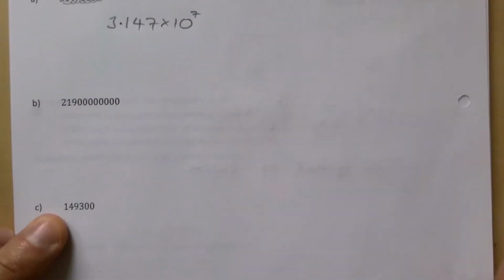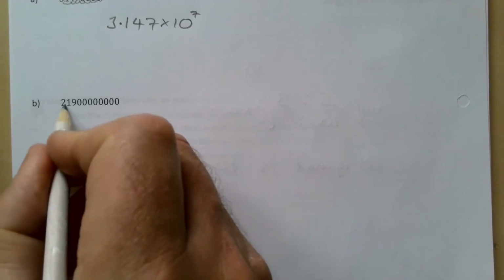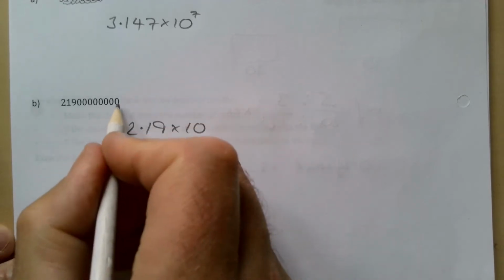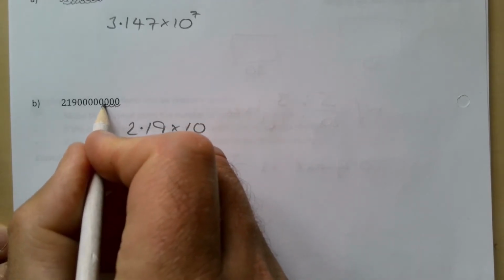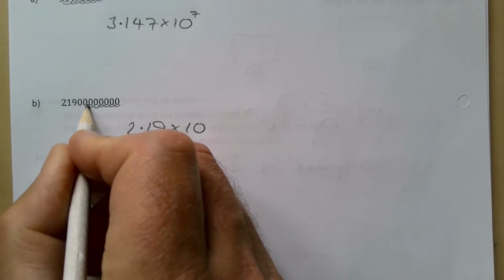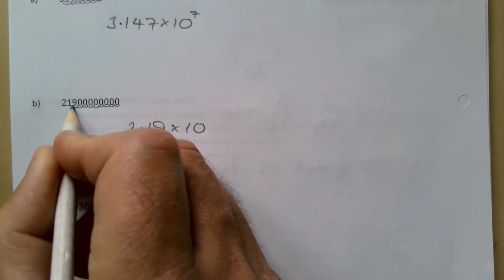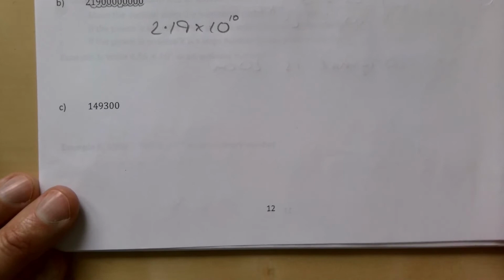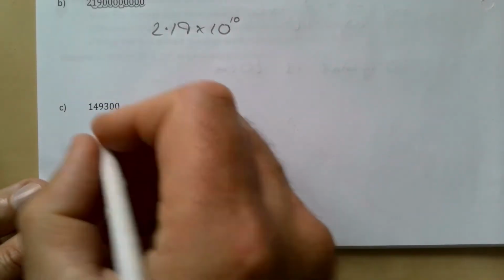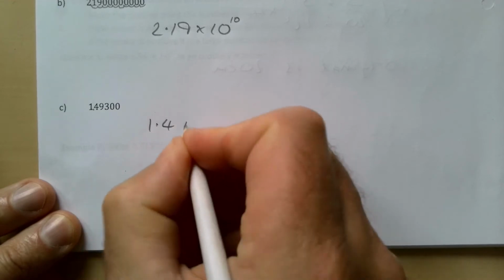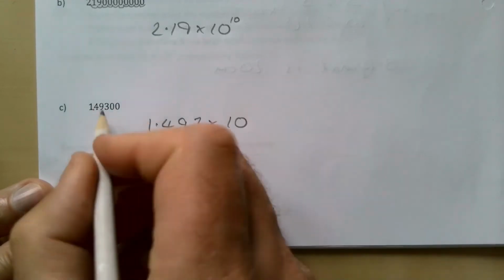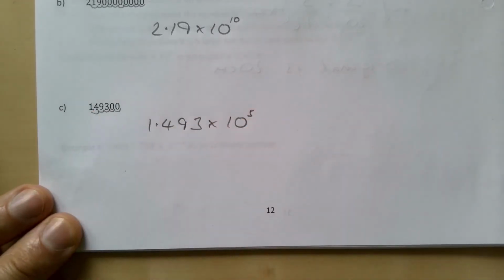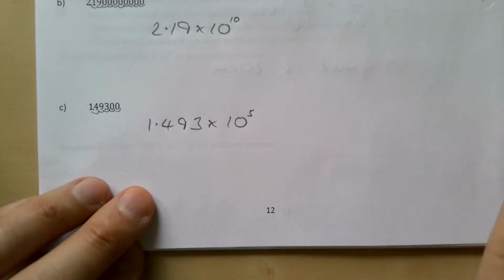Nice and straightforward. Similarly then for this one, where am I going to put it? And most people see we can go to 2.19. How far have I moved it? 1, 2, 3, 4, 5, 6, 7, 8, 9, 10. 2.19 times 10 to the power 10. And then 14930. So I'm going to put my decimal point here, 1.493. And that's times 10 to the power of 1, 2, 3, 4, 5. And so we have that. It should make sense in your head the way this works out.